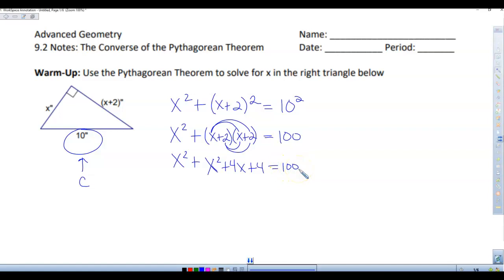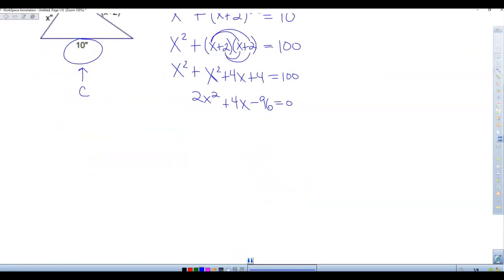Now, because I have a quadratic, I know that I'm going to get everything set equal to 0 on one side, and we're going to factor. But first, I'm going to combine my like terms and get it set equal to 0. So x squared and x squared is 2x squared plus 4x. And when I subtract 100 from both sides, I get negative 96, and that is equal to 0. Now, factoring this with a leading coefficient of 2 is kind of a pain, but I notice that every single one of these terms is divisible by 2, which makes it actually an easy factoring problem. That would give me x squared plus 2x minus 48 is equal to 0.